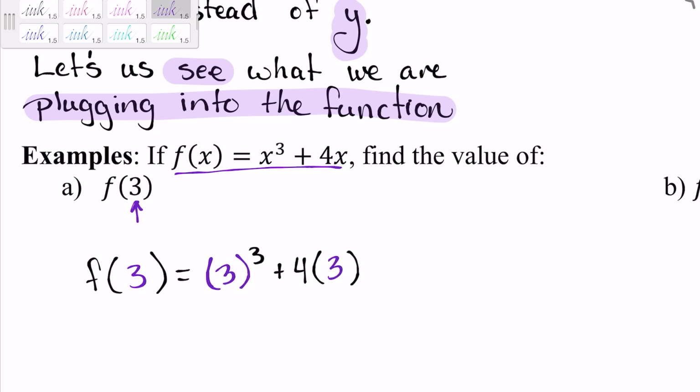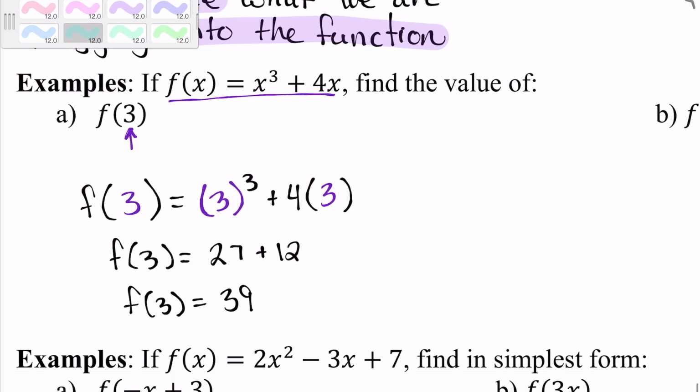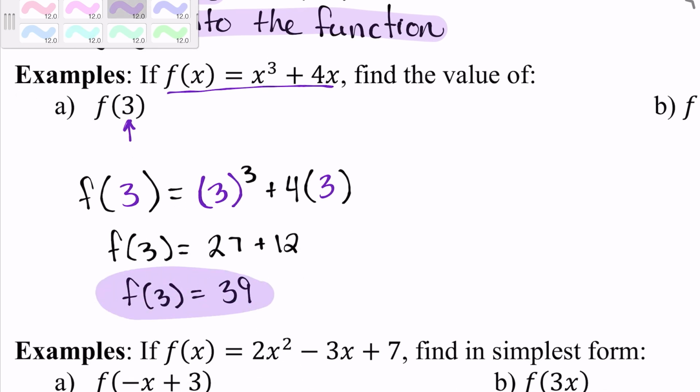And when I plug it in, they want us to find the value, so I'm doing all that simplifying. And my final answer is going to be left with that f of 3 notation. So this is telling whoever's reading this that for the function f, I plugged in a 3 for my x, and I ended up with a value of 39. This is our final answer.